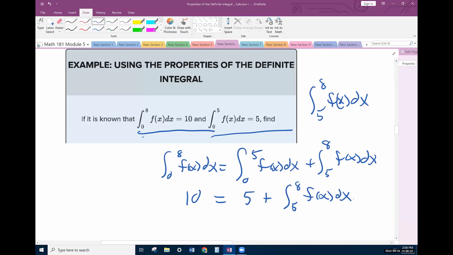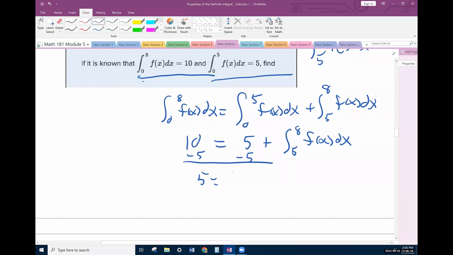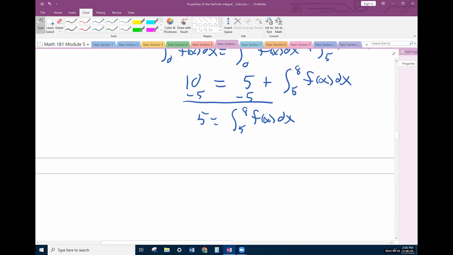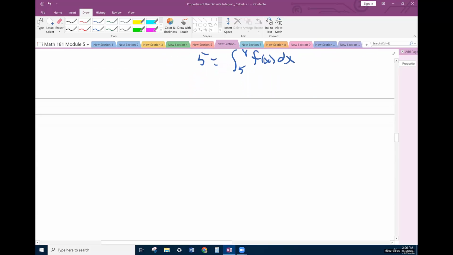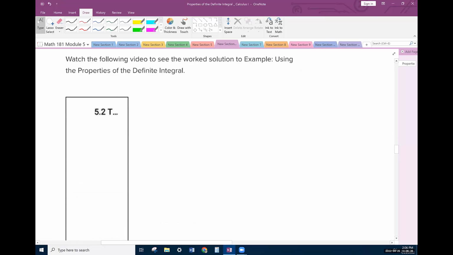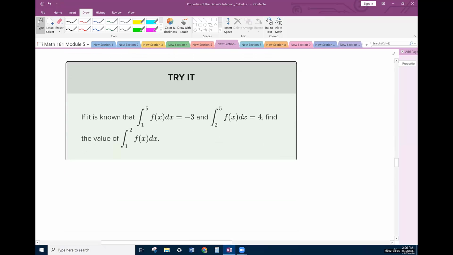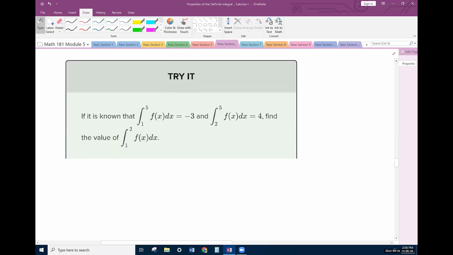Is there a way to find that last part? Yeah, just subtract, yes. So 5 equals the integral from 5 to 8 of f of x dx. That was tough, yeah. That'll keep you up at night. Okay. See, you got at least one thing to talk about here. This is the same type of process. I'm not going to go through that one.